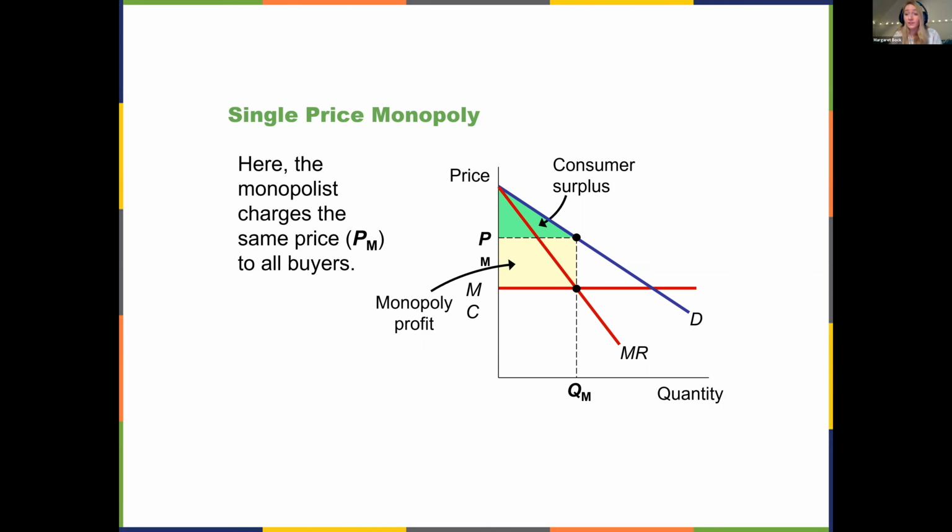The potential profit that the monopolist makes is represented here in this square. So essentially, they are selling this many goods for this price. So this rectangle here would be total revenue. But it's costing them this much to make the goods. So the money that is left over, the monopolist profit, can be represented by this rectangle here.